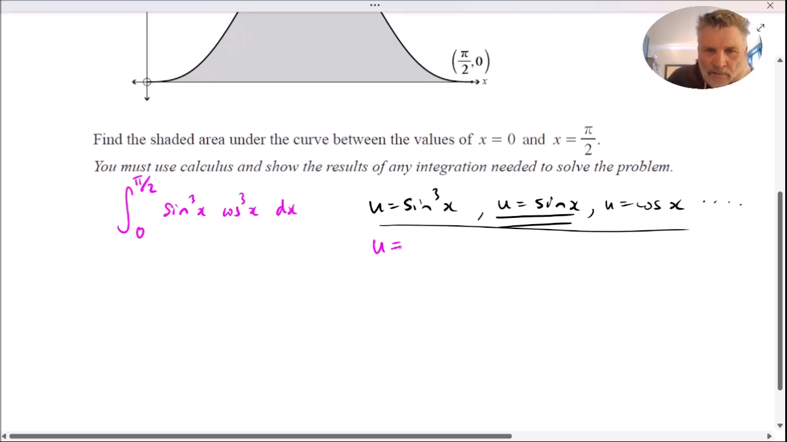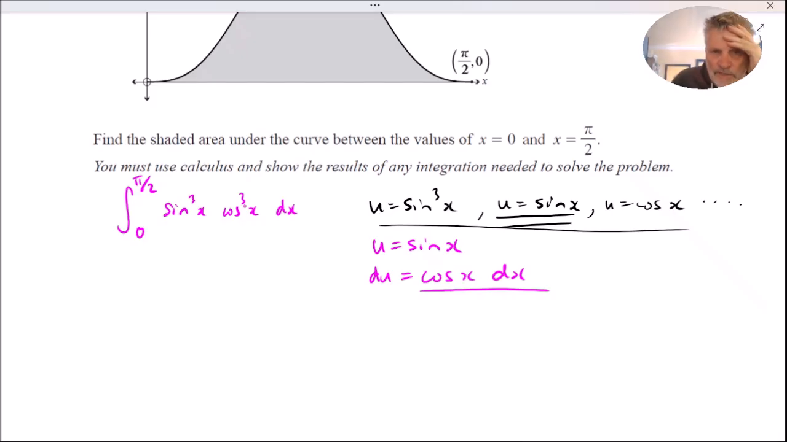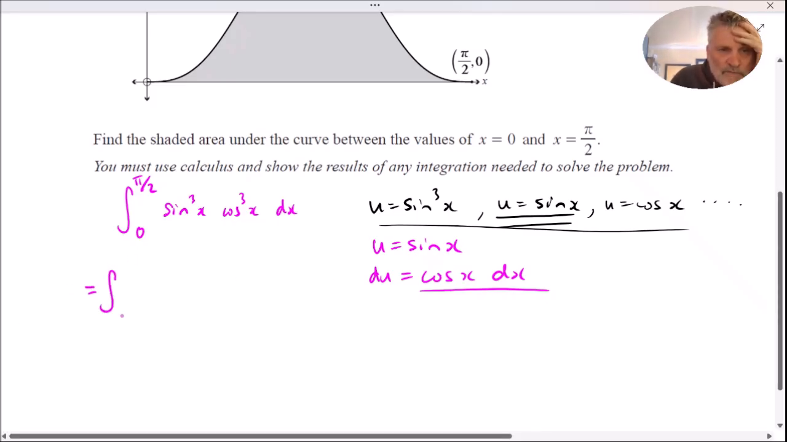So we're going to do u equals sine x, and what happens then when you differentiate that, differentiate sine, you get cosine. So cos x dx is du. So I can get rid of one of these cosines just by the change of variable effectively. So this becomes the integral. We'll write x equals 0, x equals pi over 2.